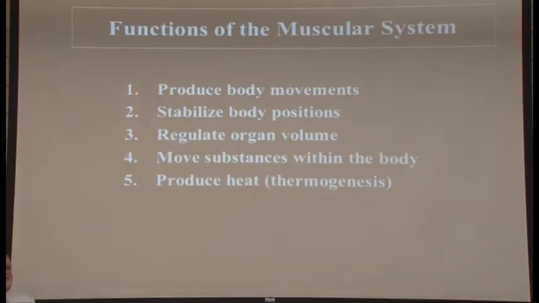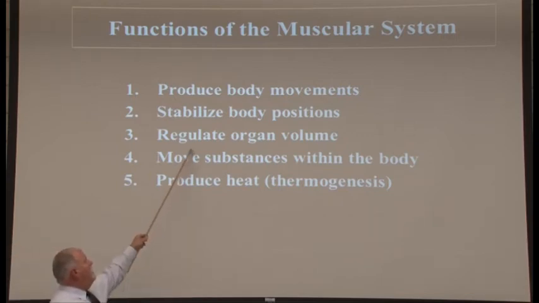So we have skeletal muscle to produce body movement. That's largely skeletal muscle that crosses joints and allows the muscle to create movement at joints. So skeletal muscles work inherently with the diarthrotic joints that we learned about in bones. And then we have muscles that stabilize body position. We stand erect all day long, and we can sit up erect because of muscles that contract against joints.